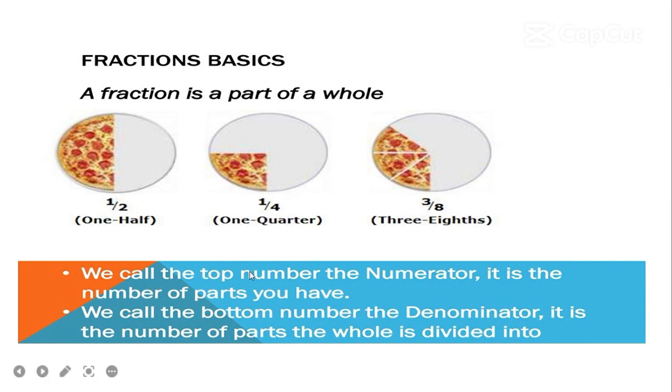Here we call the top numbers 1, 1, and 3 our numerator. It is the number of parts you have. And we call the bottom numbers like 2, 4, and 8 the denominator. It is the number of parts the whole is divided into. Okay? Do you follow?